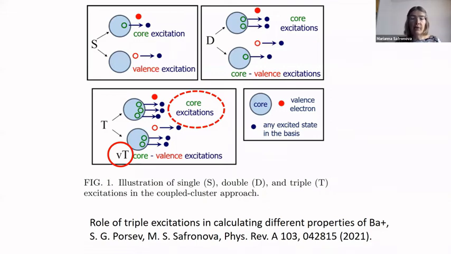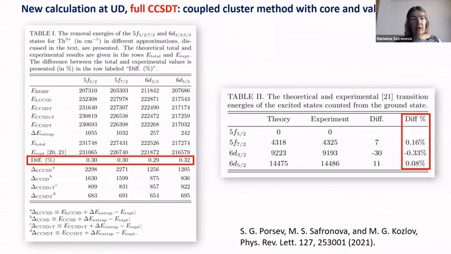We looked first at barium plus, and we found that if you really want to do a sub-percent computation, core excitations have to be included. That is the first result of the full CCSDT code. The only thing we don't have is nonlinear triples, but we have all the nonlinear singles and doubles, and these are actually pretty small. This new version of the code has been written by Sergey Porsev.